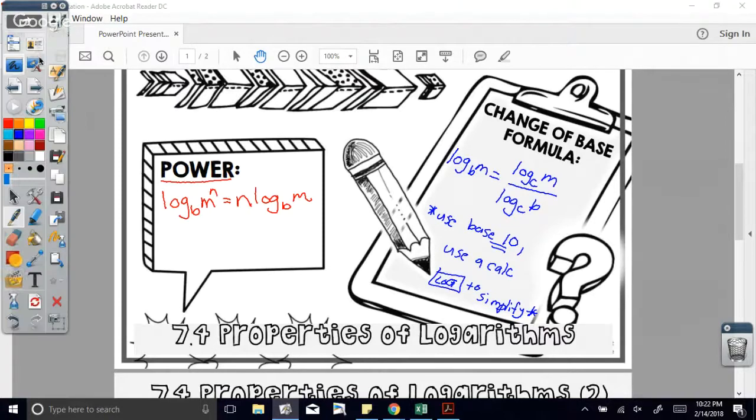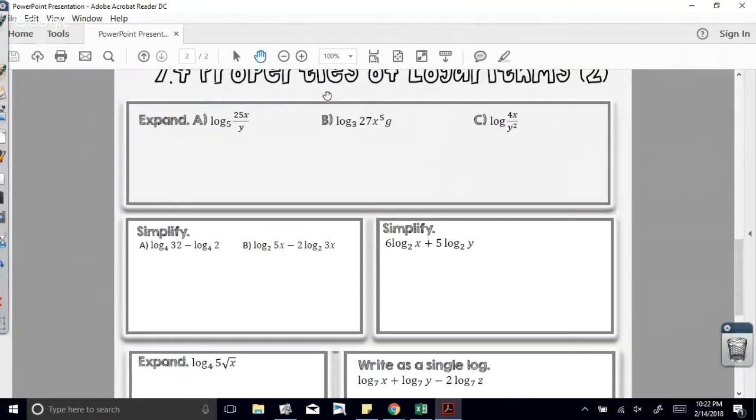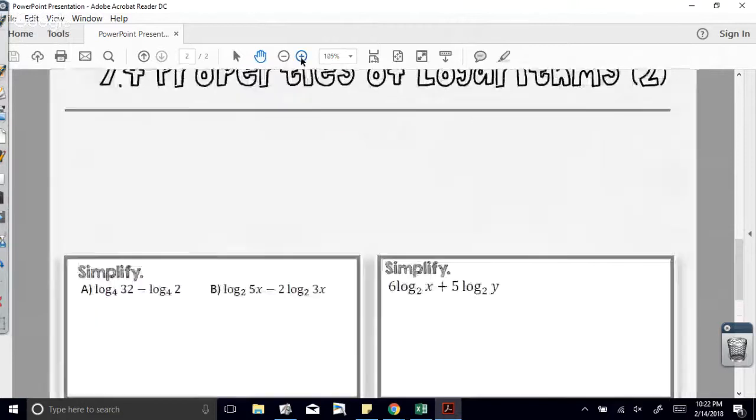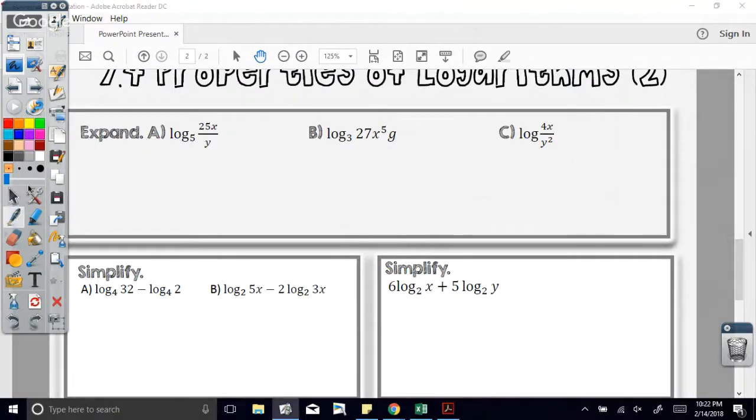Okay, so with that, we're going to work a couple of problems and practice this. So we are on to page 2. The first couple of things that you're going to be asked to do is to expand the logarithm. So all we're doing right now is practicing our rules.